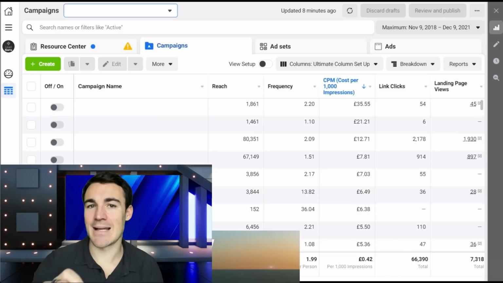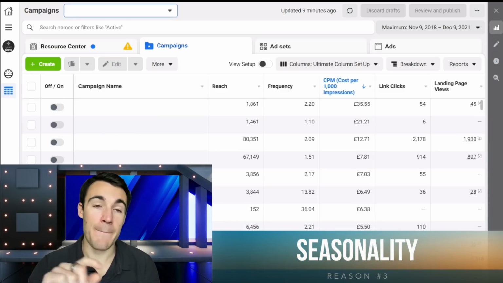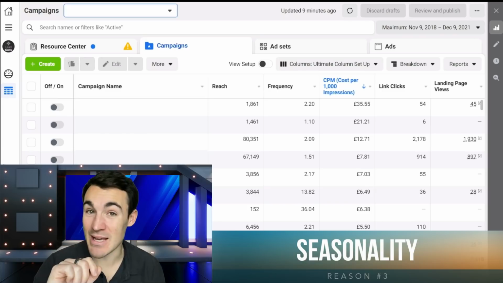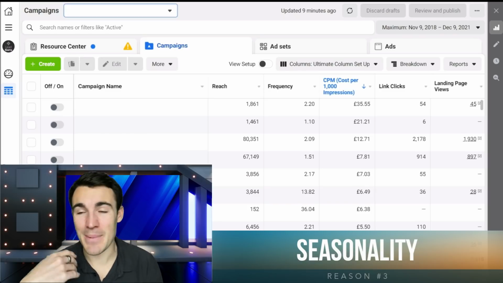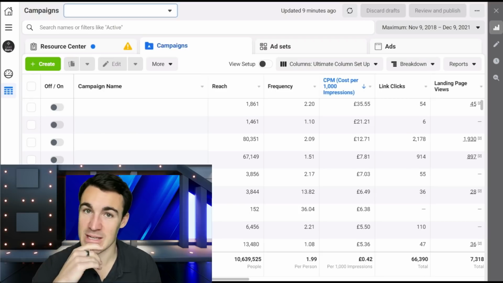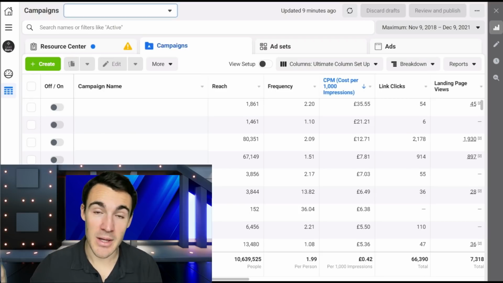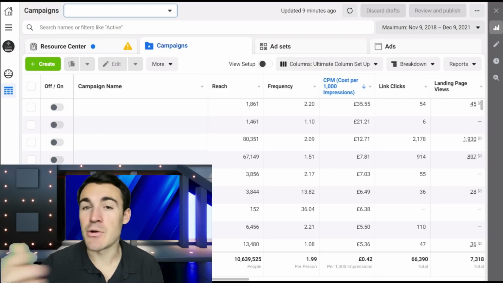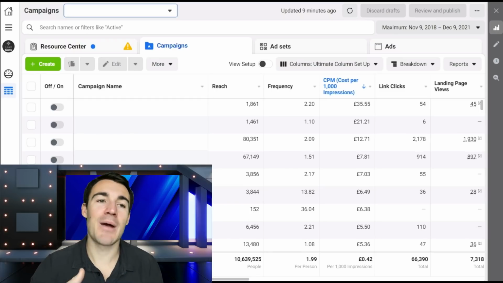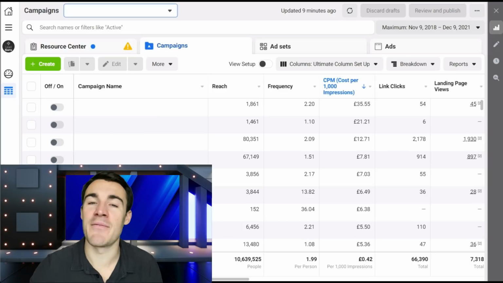Are your CPMs much higher right now because this is not the best time of year to be advertising your products and services? People aren't that interested. Facebook is picking up on those signals and they're charging you more to reach the same amount of people. This happens to a lot more businesses than people think. How do you go about addressing that?